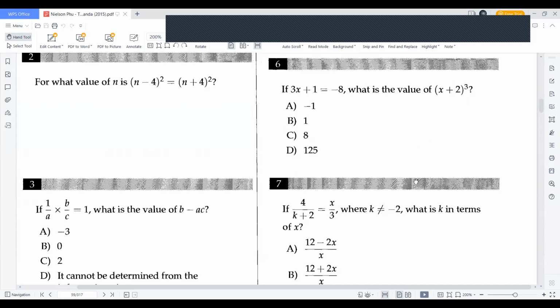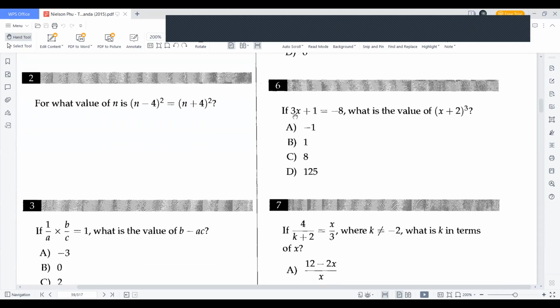Is there anyone who disagrees? No, sir. Yeah, so in case you didn't hear that, it's 3x plus 1 equal -8. Therefore, 3x is equal to -8 minus 1. 3x is equal to -9. X equal -3. -3 plus 2 is -1. And then what? Then it's -1 cubed, which is not 1, but -1. It was -1, sir.